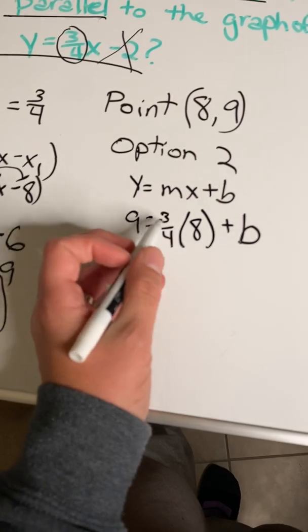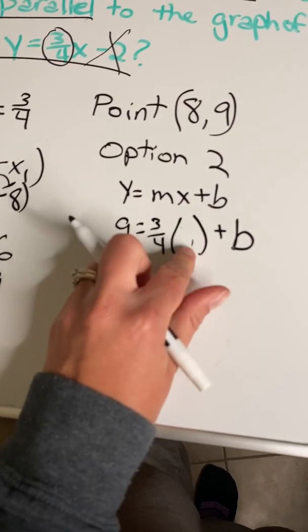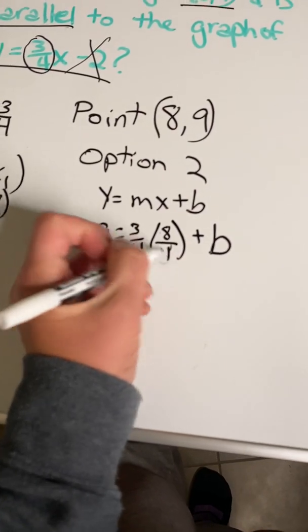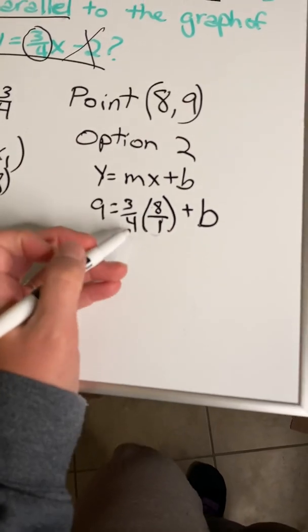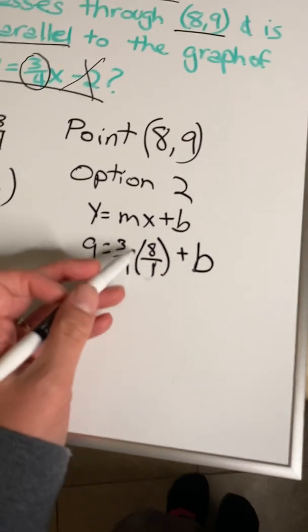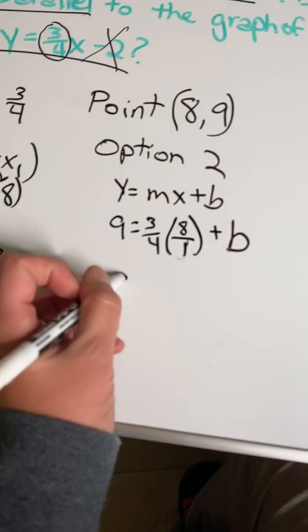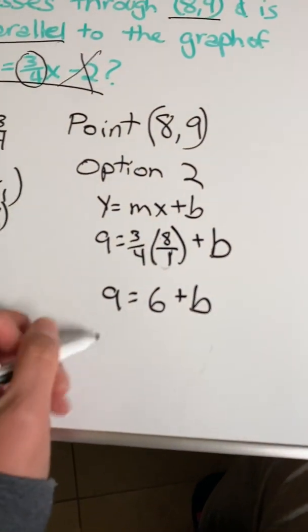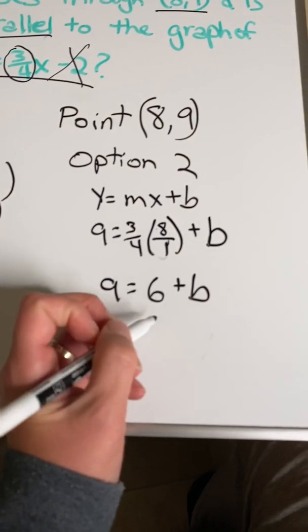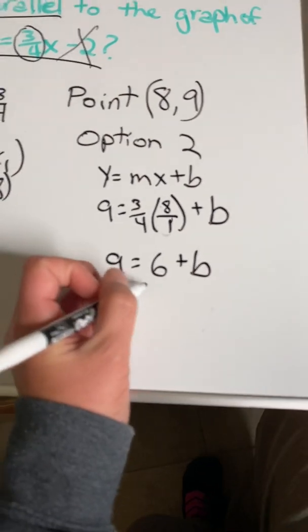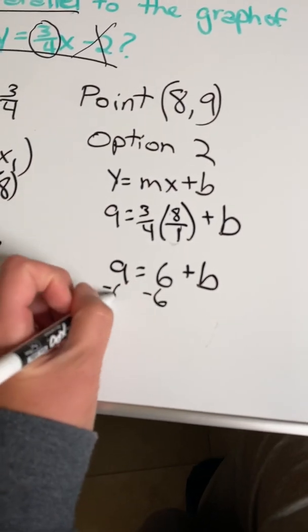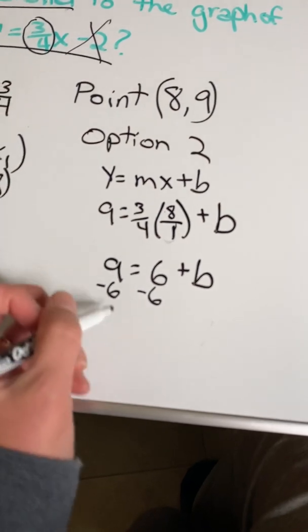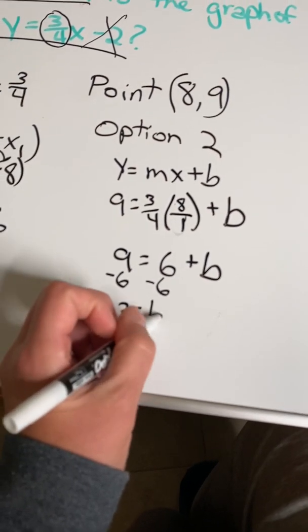3/4 of 8, remember we talked about you multiply straight across, so if you need to change this to a fraction to see this, 3 times 8 is 24, 4 times 1 is 4, 24 divided by 4 is 6. We have 9 equals 6 plus b. We need to isolate b, which means I need to move my positive 6. So I'm going to subtract 6 or add -6 to both sides. 9 minus 6 is 3, b equals 3.